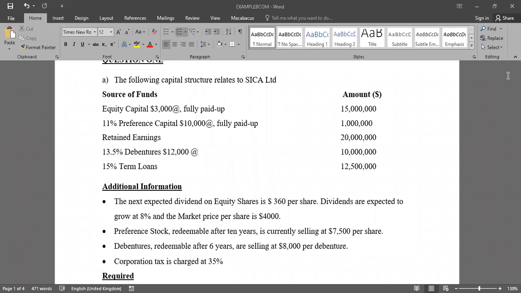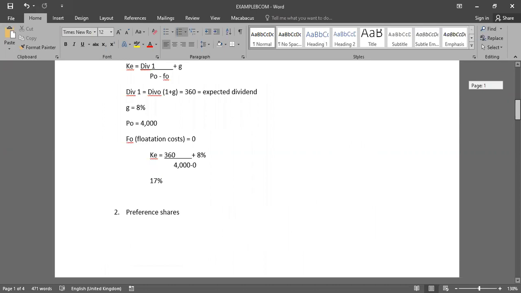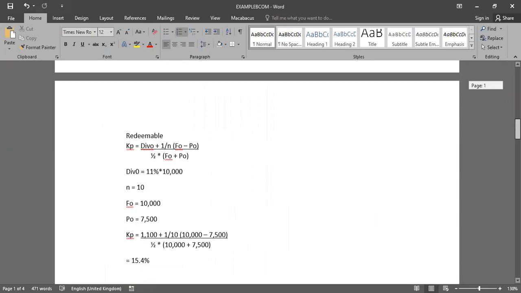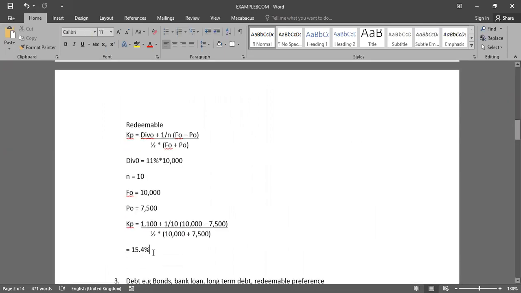For preference shares, what answer have we got? Yeah, we got 15.4%. So guys, if you don't have any other questions, you can continue now and look at the weighted average cost of capital.